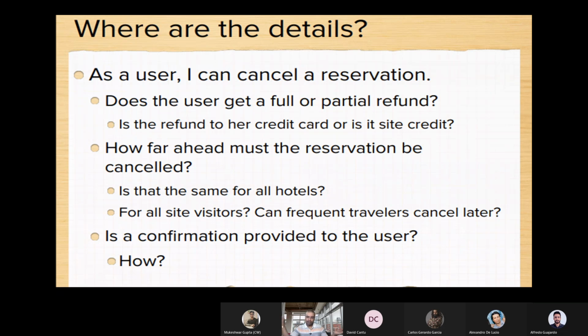Which means there is a site, trivago.com, the advertisement which you are seeing, and on that you are cancelling. Now, are the charges different for different hotels, or do you have a standard rate? Say suppose the cancellation charge is 20%. And then you might have seen that if you cancel before 2 weeks or so, the cancellation charges are less. If you cancel before a week, or before 1 day, 2 days, or immediately or on that day, the cancellation charges keep on increasing. So for all site visitors, can frequent travelers cancel later?